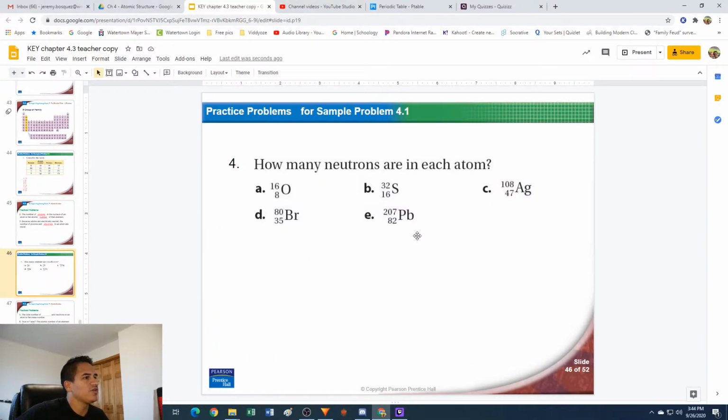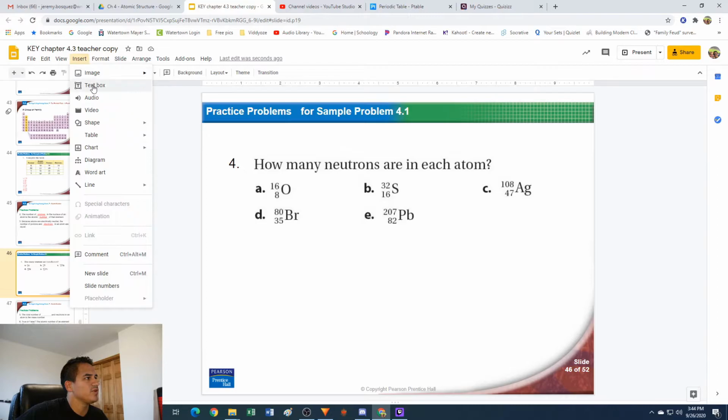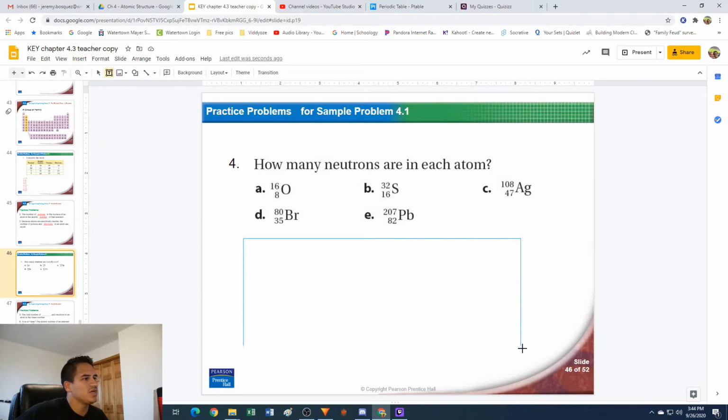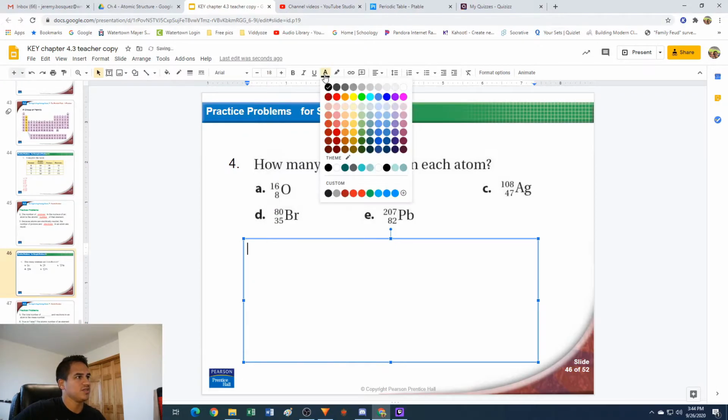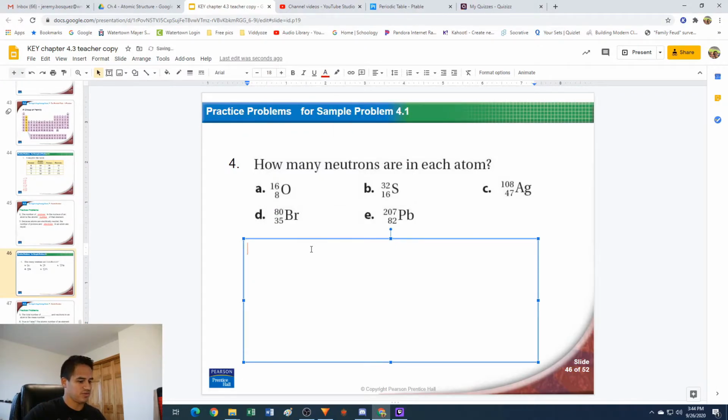Number 4, how many neutrons are in each atom? All right. So to solve this one, we're going to have a calculator and just do some basic subtraction. I'm going to use my cell phone, but you certainly can use whatever calculator you have available to you. So to solve this, for letter A, the oxygen, we're going to take the top number, which is the mass number, subtract the bottom number, which is the atomic number, and the difference is going to give us how many neutrons we have. So we're going to go 16 minus 8.